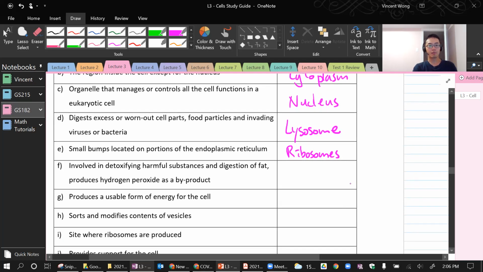Involved in detoxifying harmful substances and digestion of fat, produces hydrogen peroxide as a byproduct. At first glance, you might think this is talking about lysosome, right? And it's very similar to lysosome, but the giveaway here is hydrogen peroxide as a byproduct, okay? So that tells you it is actually peroxisome. So peroxisome uses oxidation reactions to break things down.